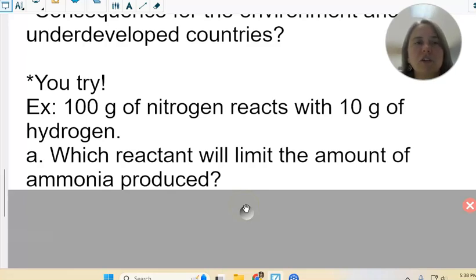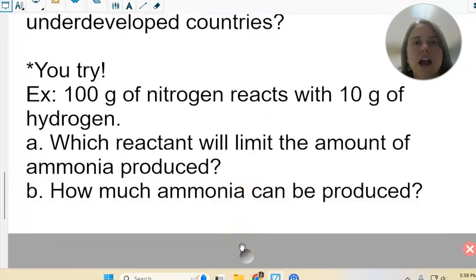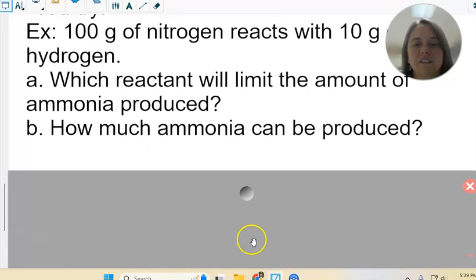So remember, you're going to have to go through all the steps of writing a balanced chemical equation and figuring out your mass into moles, and then figuring out how much you have and then how much you need and which one's the limiting reactant. And then you're going to use the limiting reactant to find the amount of ammonia, to find the amount of the product. All right. Happy solving.